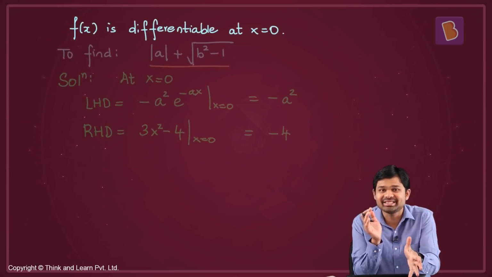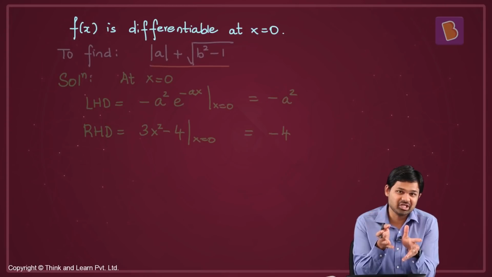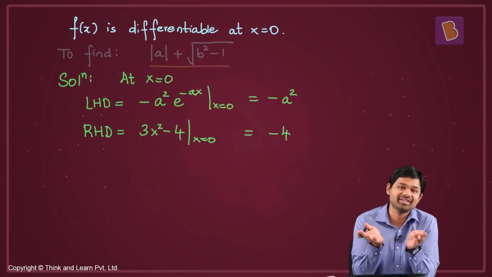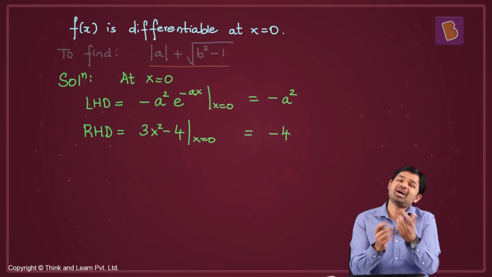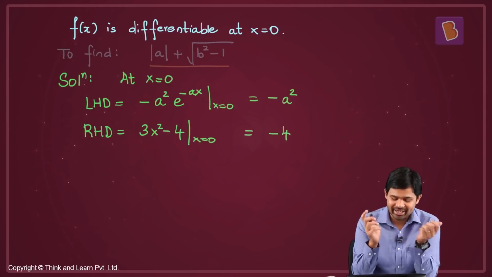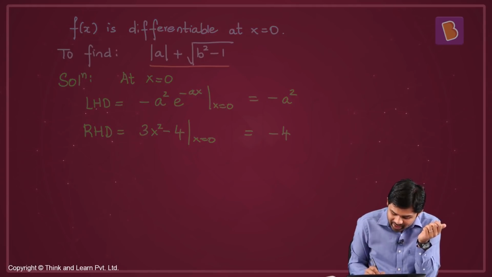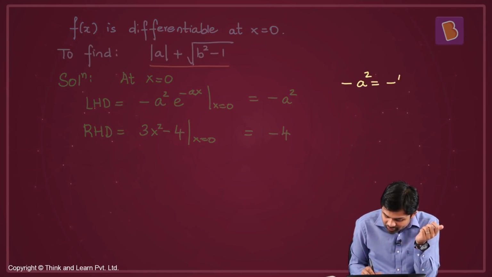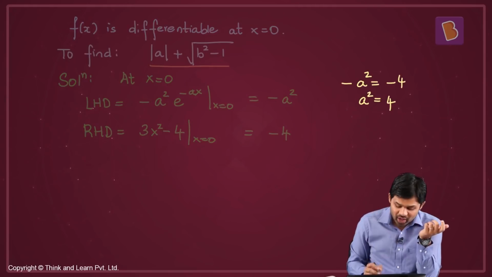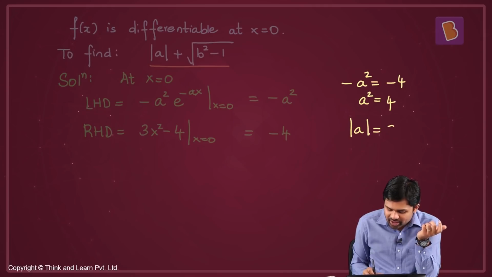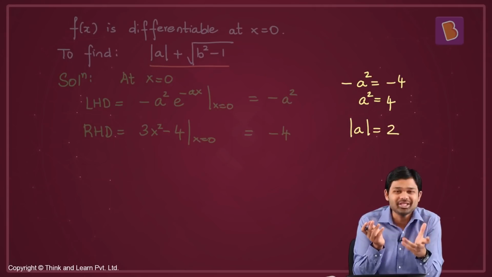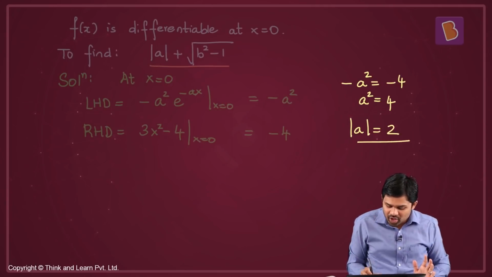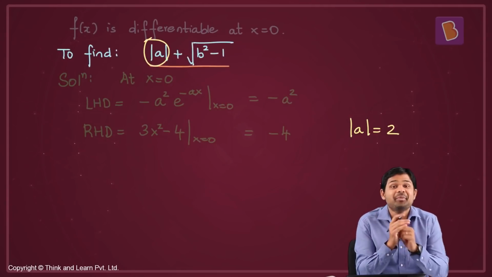Since the function is differentiable at x is equal to 0, this means that the left-hand derivative and the right-hand derivative have to be the same, because at x is equal to 0, we have to have a common tangent. So this means that negative a square should be equal to negative 4, or a square equal to 4. If a square equal to 4, mod a is going to be equal to 2, because I need the value of mod a. I am not going to consider a to be equal to plus or minus 2. Mod a equal to 2. So I have found out the value of mod a.